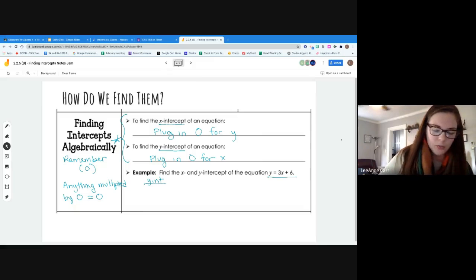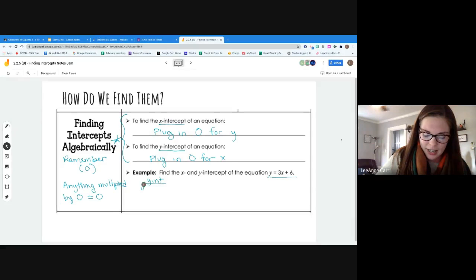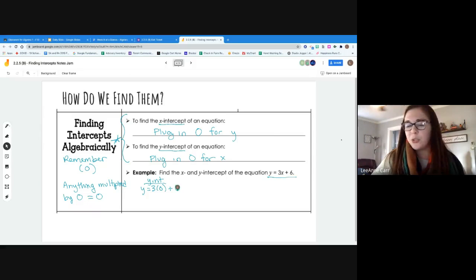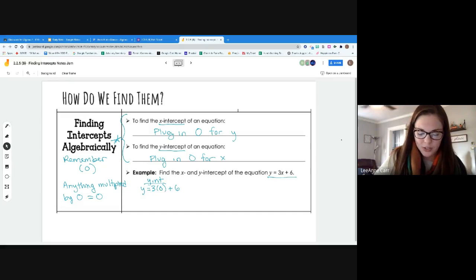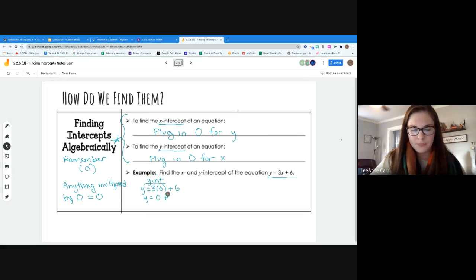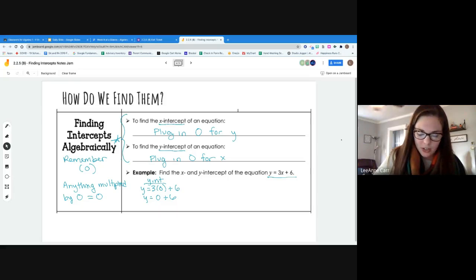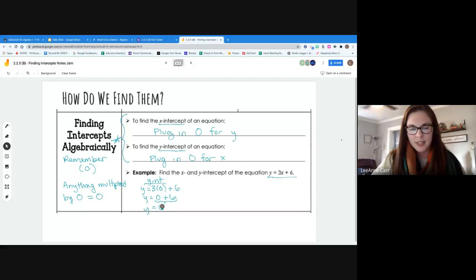So what I'm going to do is I'm going to rewrite my equation, but everywhere I see an x, I'm going to put a 0 in its spot. And you'll notice I put parentheses there. 3 parentheses 0 is very different from just 3 0. That would be 30. All right, then 3 times 0 is just 0. Because these are like terms, we can combine them. And 0 plus 6 just gives us 6. So we just confirmed what Maddie told us by using another method. We know that the y-intercept is 6 here.